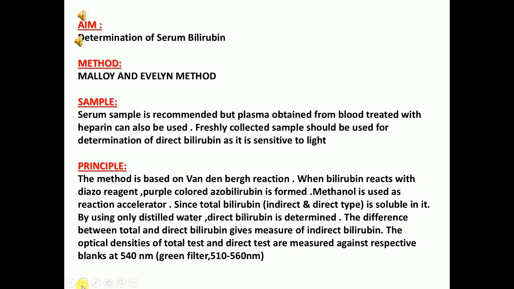The principle for this is that this method is based on Van den Bergh reaction. When bilirubin reacts with diazo reagent, a purple colored azobilirubin is formed. Methanol is used as reaction accelerator, since total bilirubin is soluble in it. By using only distilled water, direct bilirubin is determined. The difference between total and direct bilirubin gives a measure of indirect bilirubin. The optical densities of total test and direct test are measured against respective blanks at 540 nanometers.